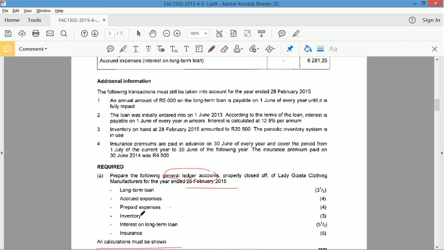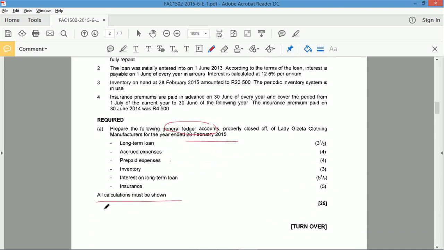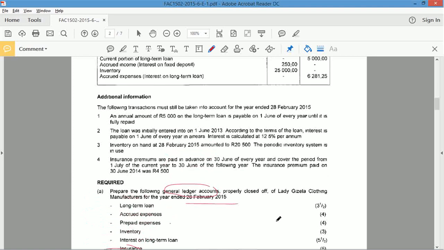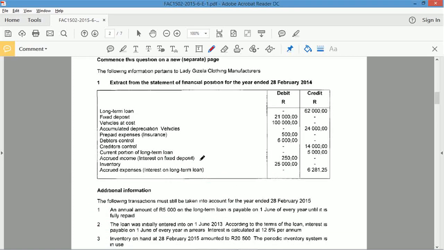You're now going to have to use the information in the question and post that through to the general ledger. And you're going to be looking at all of these accounts. They're all around about 3 marks, 4 marks, and then the longer ones here would be 5.5, probably because of calculations. Make sure you show all calculations. So let's start with the easy marks.